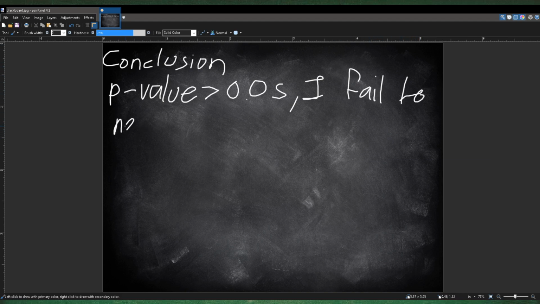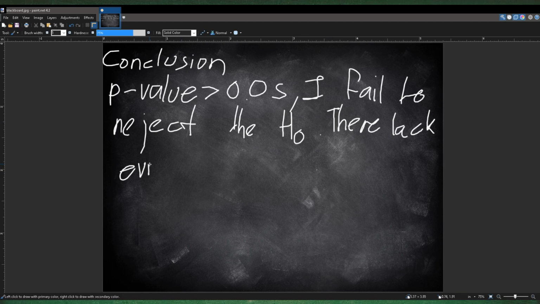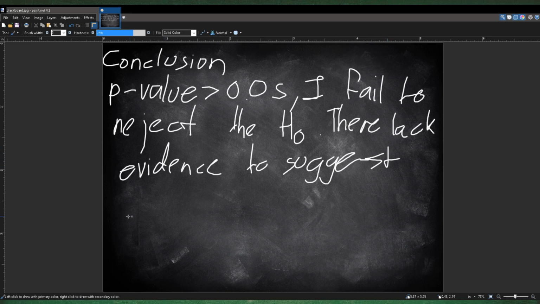Now, if your p-value is greater than 0.05, you say I fail to reject the null hypothesis. And then you write there lacks evidence to suggest the alternative hypothesis is true. And you basically write this in context also. So you write down in words, based on the p-value of whatever the p-value is, which is greater than my alpha level of 0.05, I fail to reject the null hypothesis. There lacks evidence to suggest the alternative hypothesis is true.